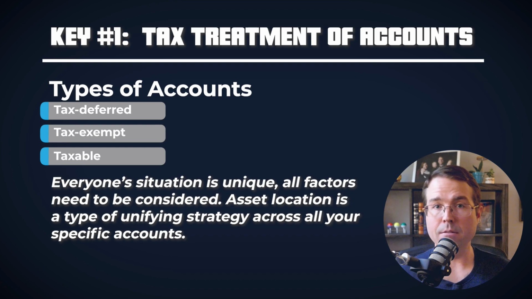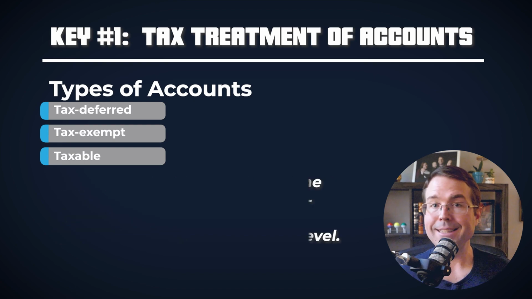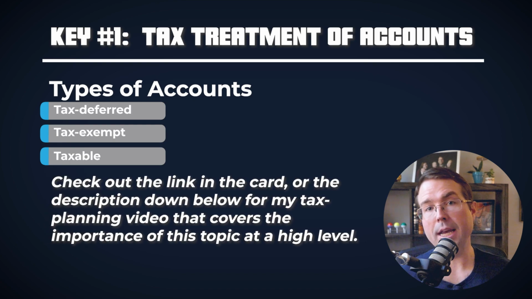Asset location, then, is a type of unifying strategy that attempts to reduce lifetime tax drag across your spread of accounts. I did a video on tax planning that you can check out if you want to get a better idea of how things like asset location factor into the big picture.